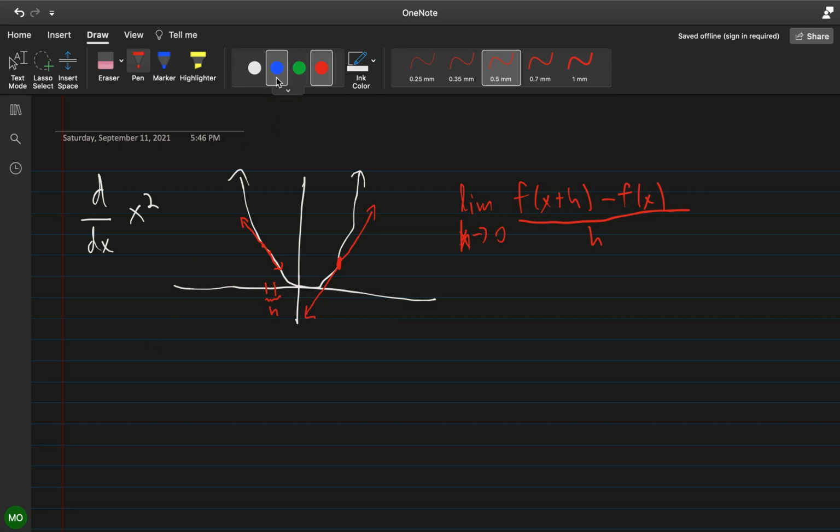So now if we want to apply this, the limit as h approaches 0 of f of x plus h, in this case our function is x squared, our input is x plus h, so x plus h all squared, minus f of x, minus x squared, all divided by h. Now this is going to be equal to the limit as h approaches 0.